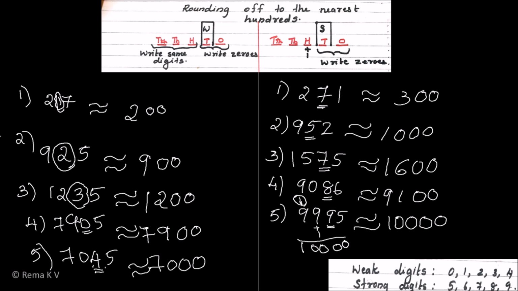Okay. So once again, you have to write the ones place digit and tens place digit always 0. Then check the tens place digit. If it is a weak digit, write the same. If it is a strong digit, add 1 to this hundreds place. Okay, now let us move to the next one.